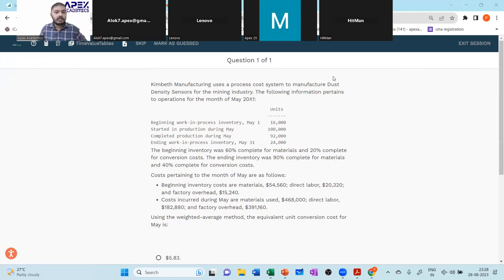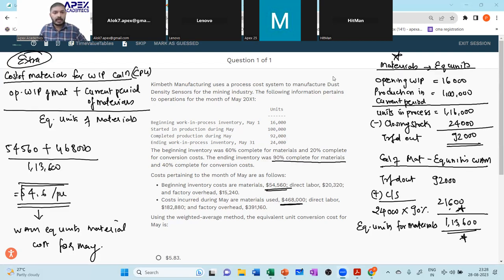Alok, take a screenshot. Done, sir. 4.91 is wrong. Who is Apex 3? Hubli. 4.91 is wrong. Yes, sir. In a hurry, I took the beginning inventory 60%. Don't be in a hurry. There is only one hurry, Haripriya. Correct? 4.6. Very good. So everybody is getting it. You are able to solve the sums.